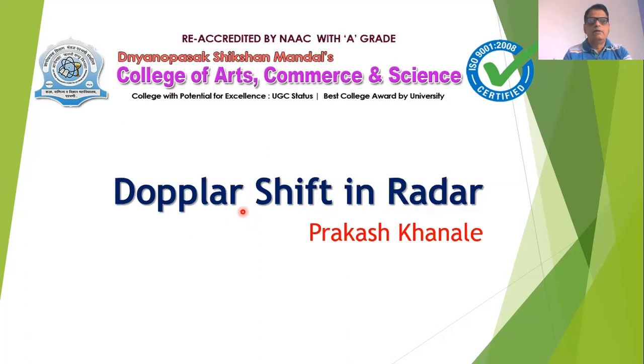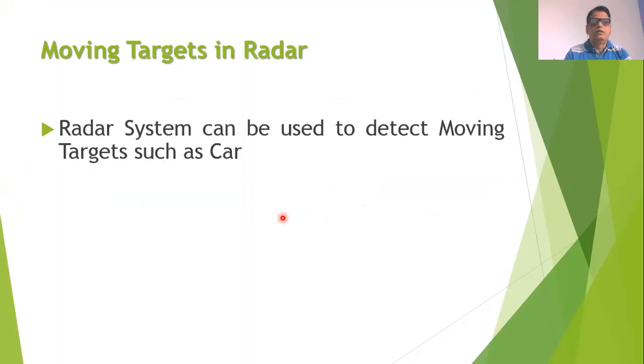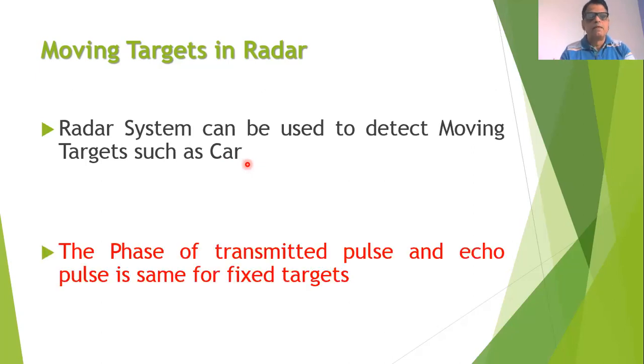So let us understand what we mean by the Doppler shift in radar systems. Now we know that targets that are in motion can be detected by using radar systems, and such radar systems are called moving target indicator radar systems. Targets that are in motion, such as a car or aeroplane, can be determined by using radar systems.